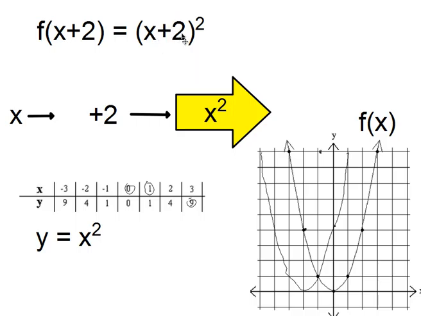Now, if you subtract a number, the opposite will happen. It'll move to the right. So if I did f of x minus 6, everything will move to the right by 6. Okay?